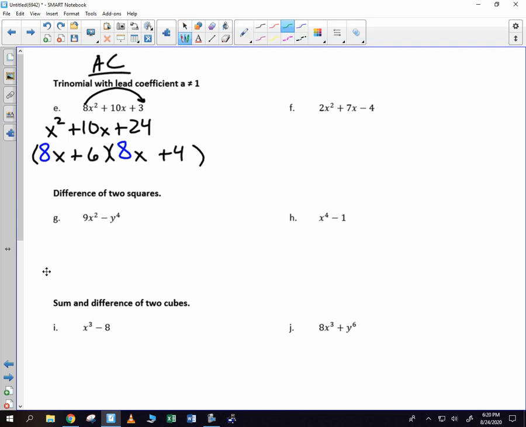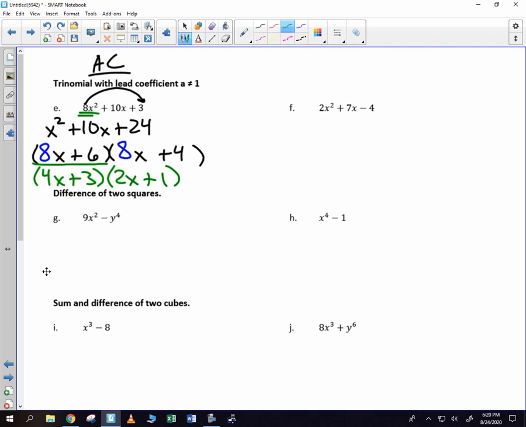To simplify this, you know 8x times 8x, that's 64x squared. You need an 8x squared. So this is not right. How do we reduce it down? What are 8x and 6 both divisible by? 2. So 4x plus 3. What are 8x and 4 both divisible by? 4. So you got 2x plus 1. And you can see that that's how it factors. So we got two methods, guess and check or AC method.